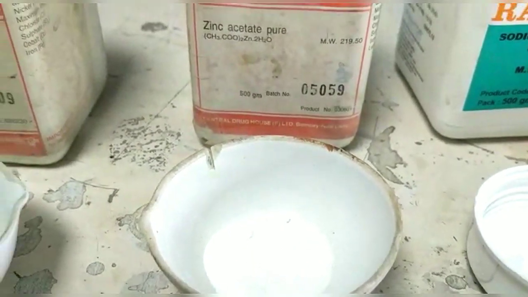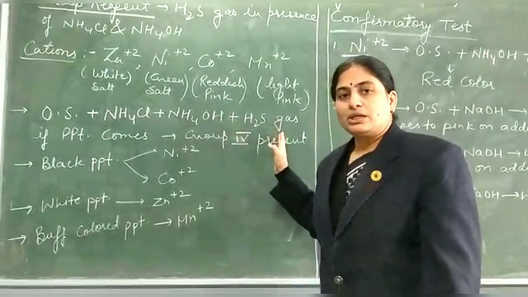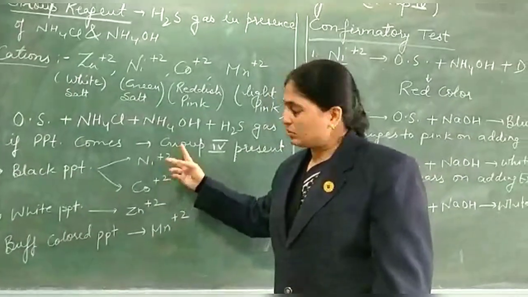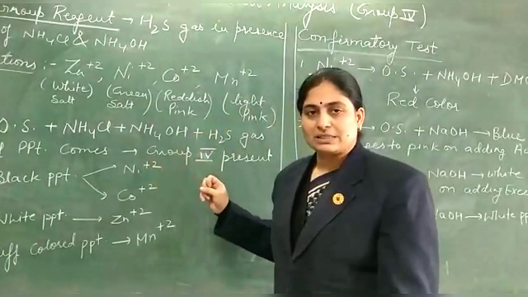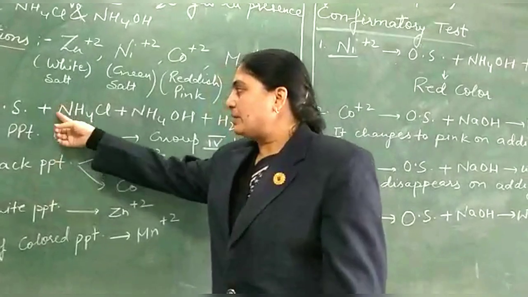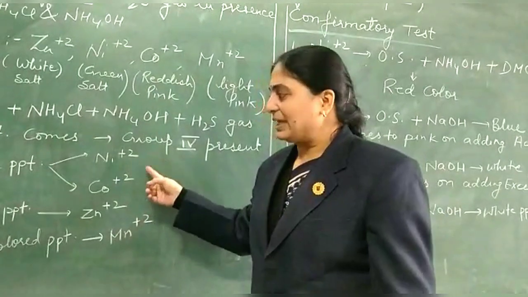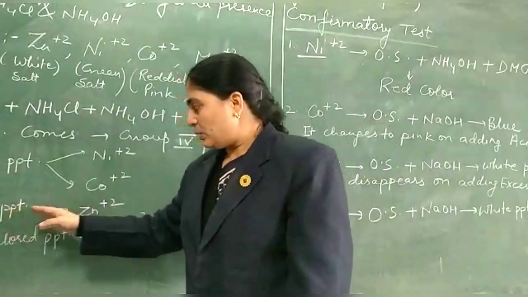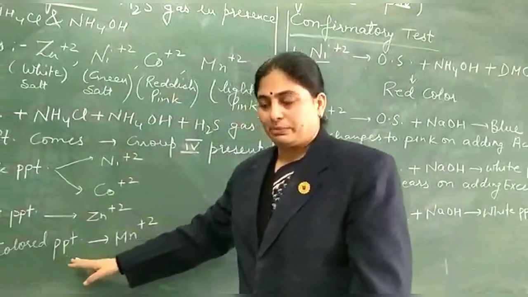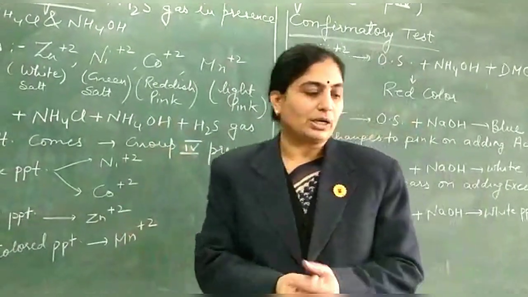So if we get a precipitate after adding this group reagent, first, just by seeing the color of the salt, nickel is green in color, so we can easily confirm that nickel is present in the given salt. Similarly, cobalt has a very good color. If we get a black precipitate after adding this group reagent, we may have either nickel or cobalt, so just by seeing the color of the salt, we can easily judge which salt we have. A white PPT we get for zinc ion, and if we get a buff colored PPT, it is for manganese ion. So let's see all these colors one by one, then we'll go for the confirmatory test.